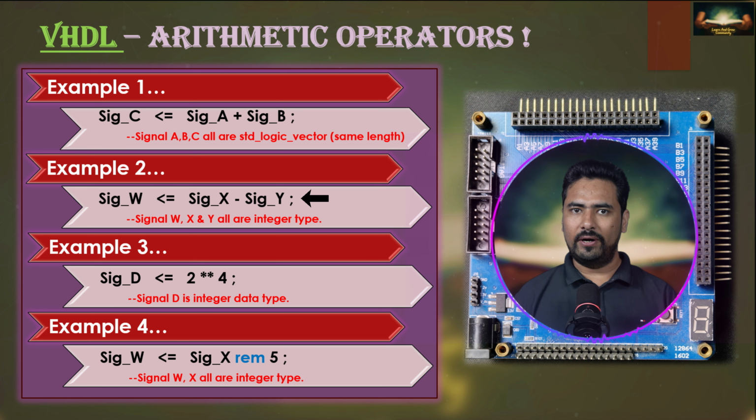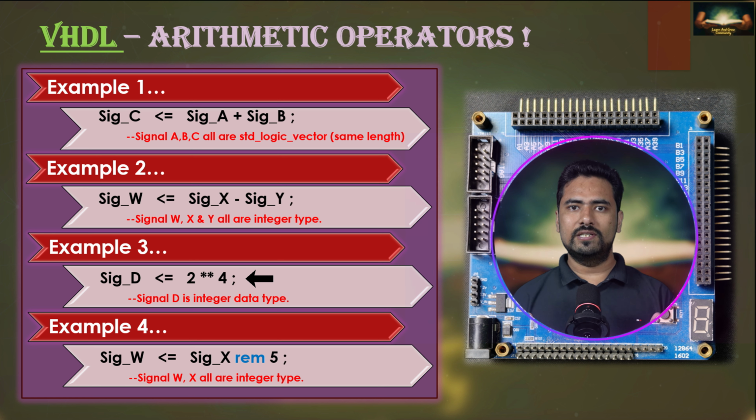Second example is subtraction. So sig W gets the value of sig X minus sig Y semicolon. Here we consider that all these three signals, which are signal W, signal X and signal Y, are integer data type. And sig W will be assigned the value after subtracting sig Y from sig X. Now look at the third example. This is sig D gets the value of 2 star star 4 semicolon. Here sig D is integer type and it will get the value of 2 to the power 4.